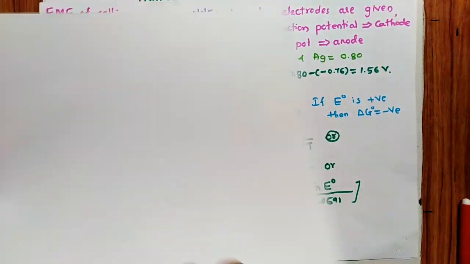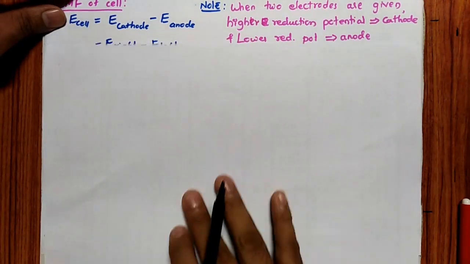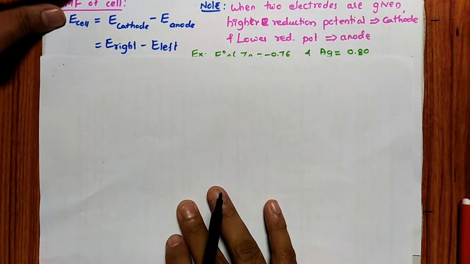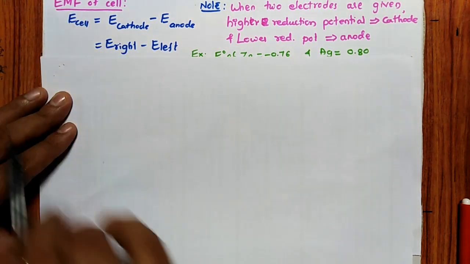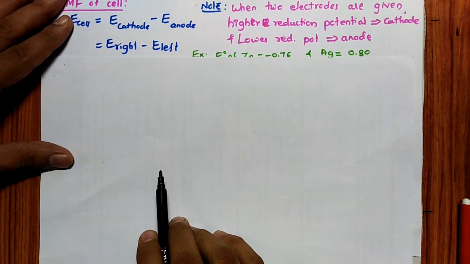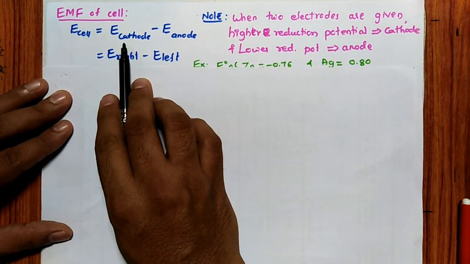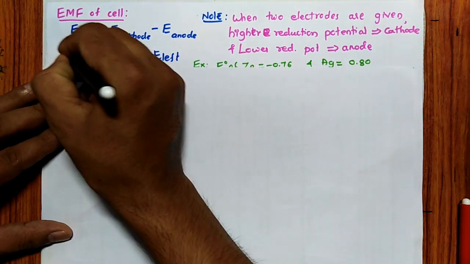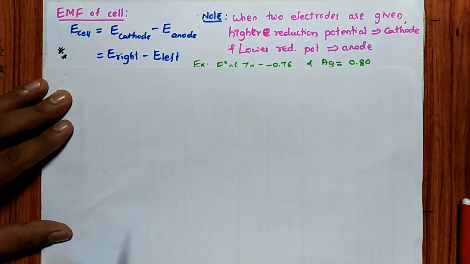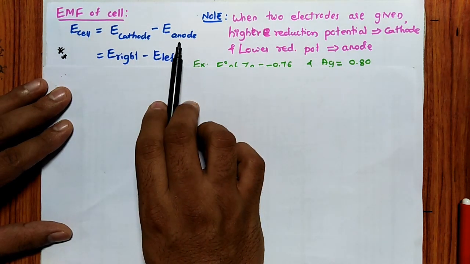Then we will see in this particular case what is EMF of the cell. So now you can see EMF can be calculated. E cell is equal to E of cathode minus E of anode. Very, very important. Note down this point. How to calculate E cell, EMF of the cell. So E cathode minus E anode.